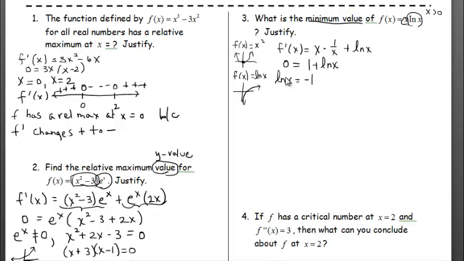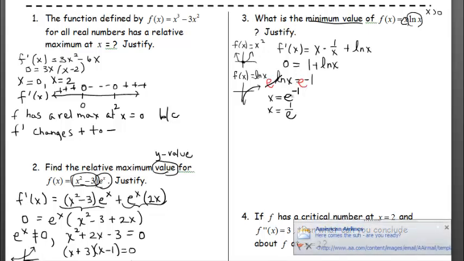To get x away from natural log, we're going to bring in the exponential. So those will cancel. So we have x equals e to the -1, or 1 over e. And this is the only critical number, so if it does have a minimum, it's going to occur at this x value.